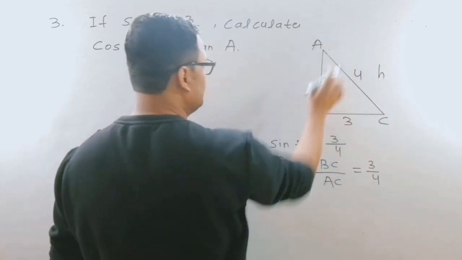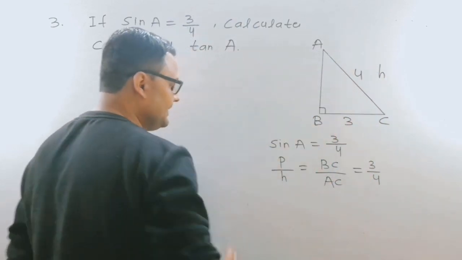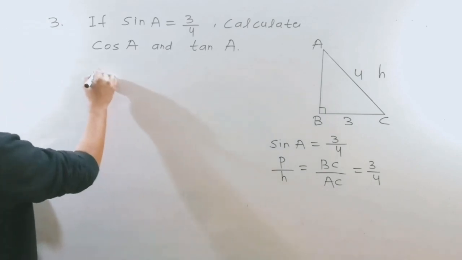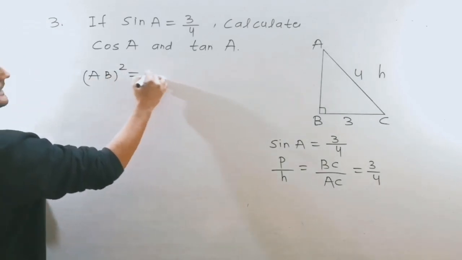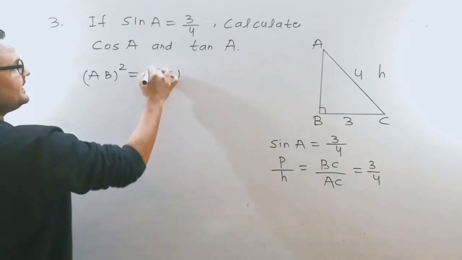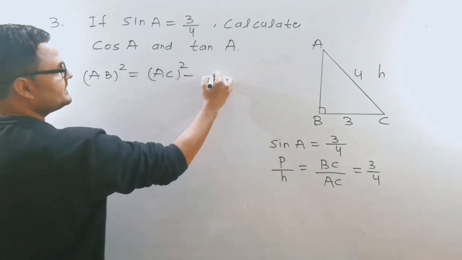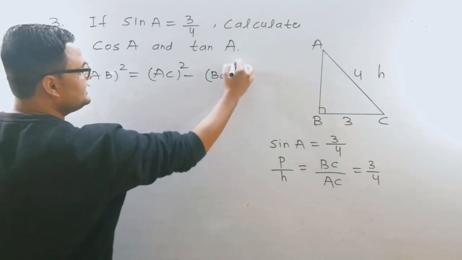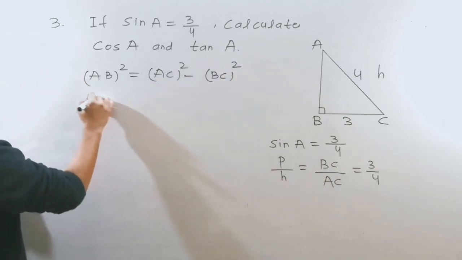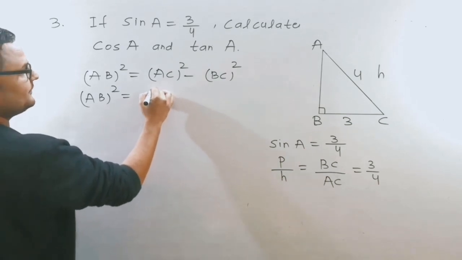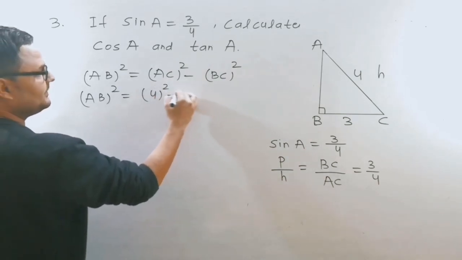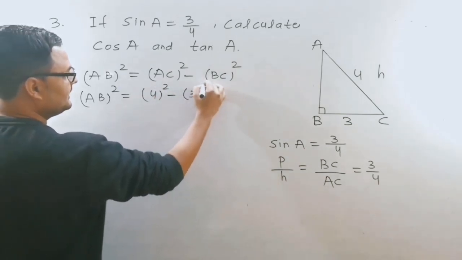Now using the Pythagoras, we have to find AB. So using the Pythagoras, AB square equals AC square minus BC square. Then AC is 4, square minus 3 square.